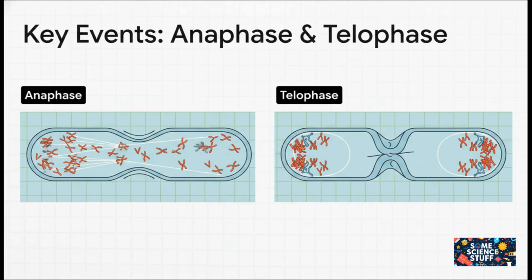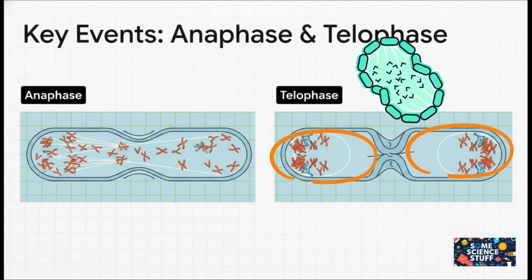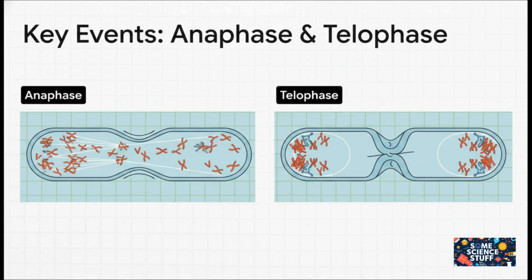Finally, in telophase, the chromosomes arrive at the poles. A new nuclear membrane forms around each set, and the chromosomes start to relax and uncoil again.